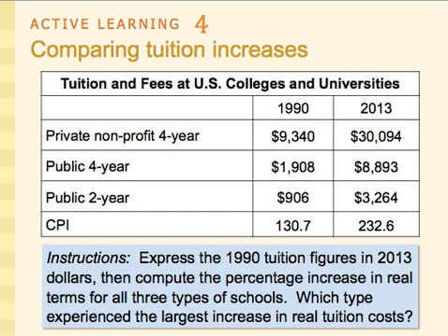Now, to express the 1990 tuition figures in 2013 dollars, we must compute the percentage increase in real terms for all three types of schools. Which type experienced the largest increase in real tuition costs? We're taking nominal terms and converting them to real terms.